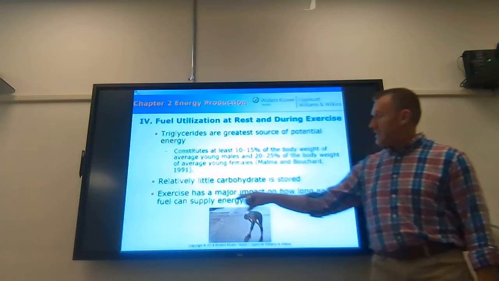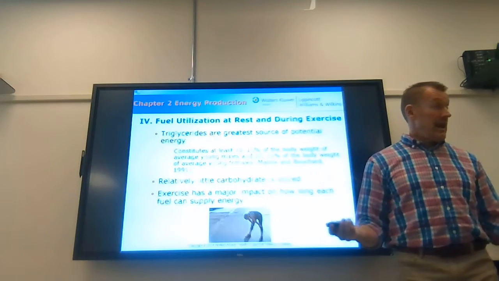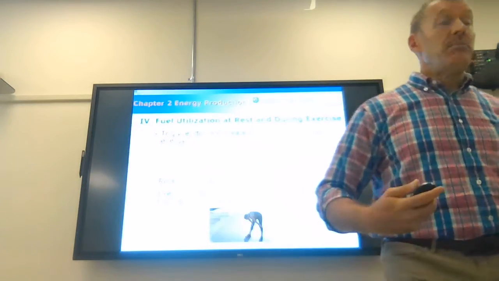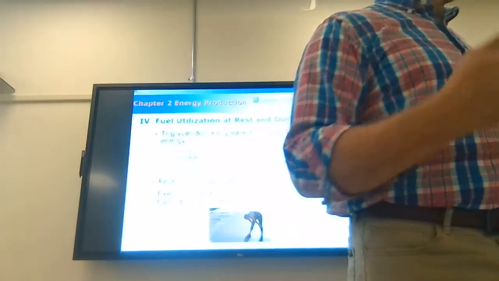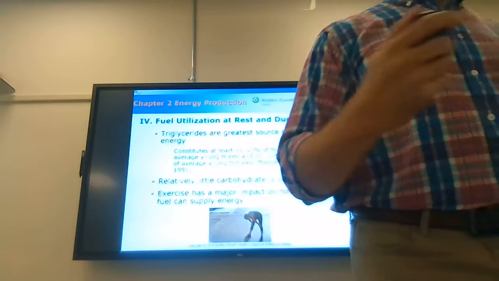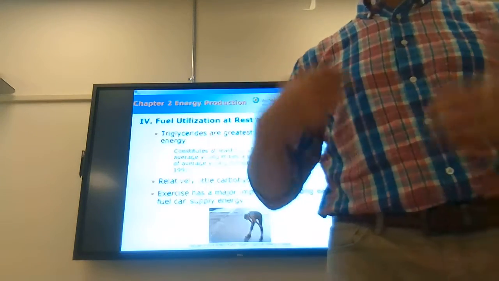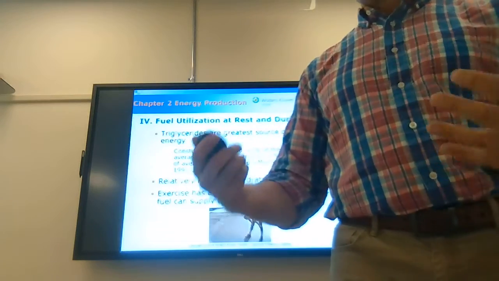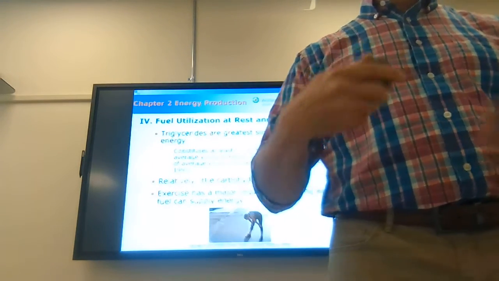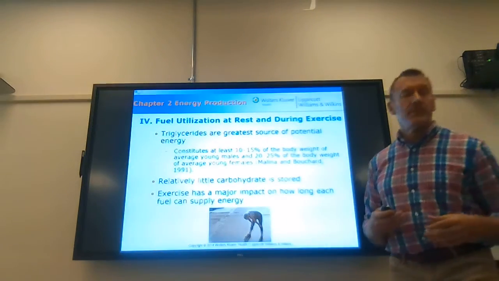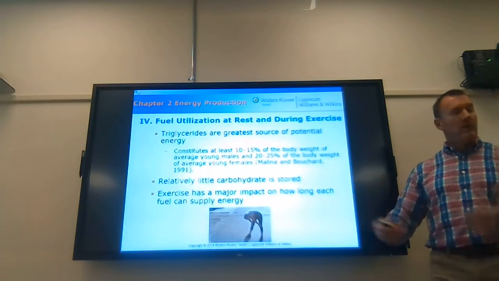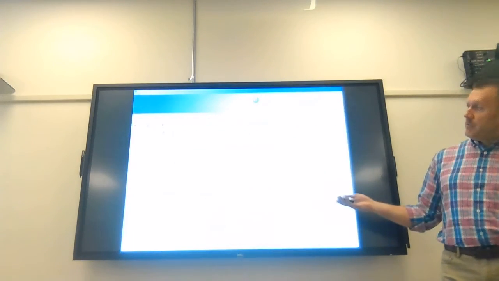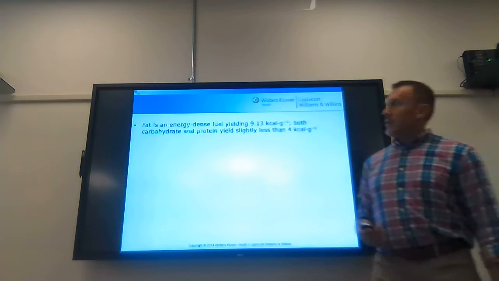So exercise has a major impact on how our body is able to use fat versus carbohydrate. Well-conditioned people are better at using fatty acids. It doesn't matter if you're a well-conditioned anaerobic athlete or a well-conditioned aerobic athlete. At rest, we tend to spare carbohydrates, and we rely more on fatty acids. So that's the good news, is our bodies become more accustomed to using fatty acids as we achieve better physical condition.